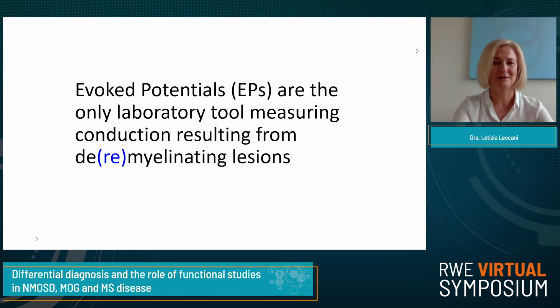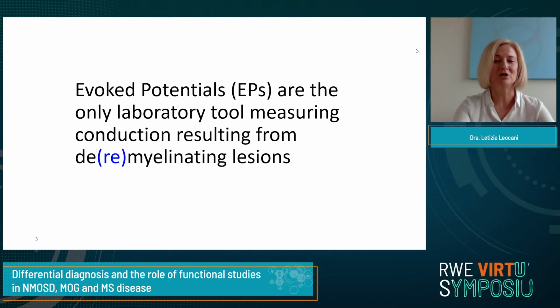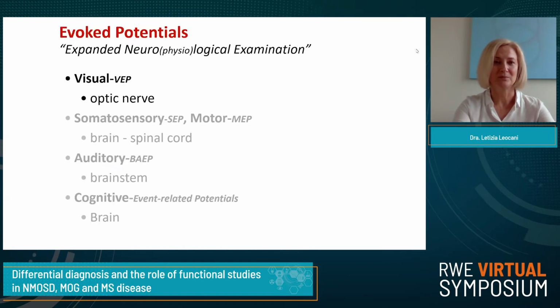I would like to start by saying that concerning functional studies, I'll be speaking about evoked potentials, which I think are the only laboratory tool that measures conduction resulting from demyelinating lesions and can also allow measuring remyelination. I will concentrate today on the visual evoked potentials because I prefer to concentrate on optic nerve abnormalities and optic neuritis in the course of the three diseases.